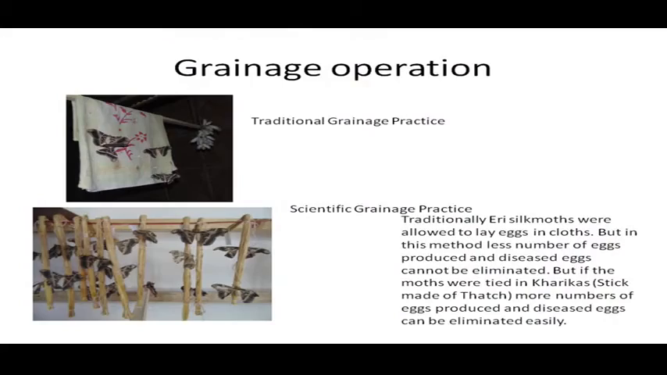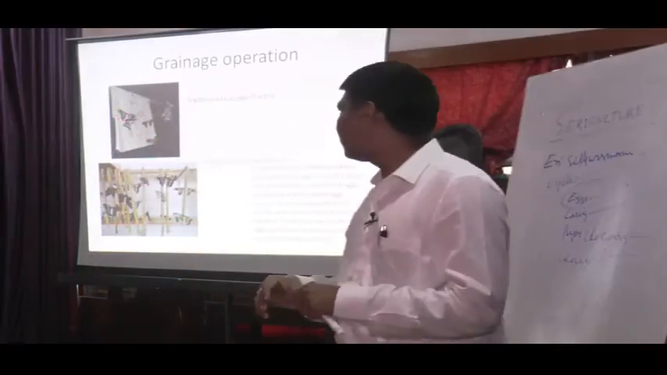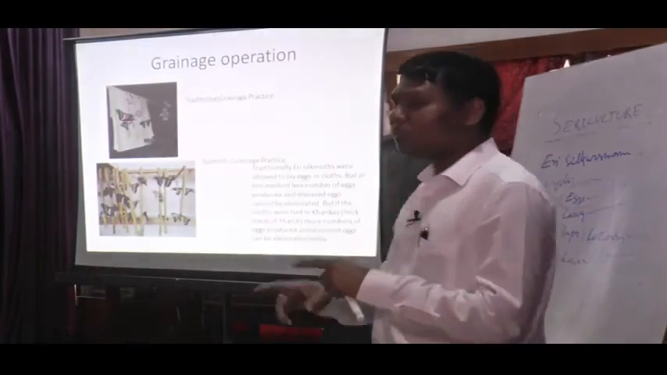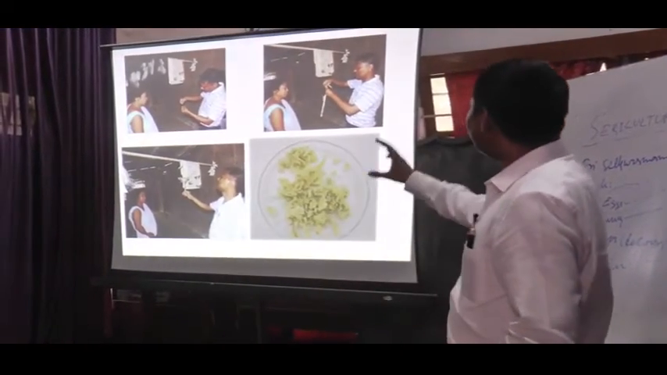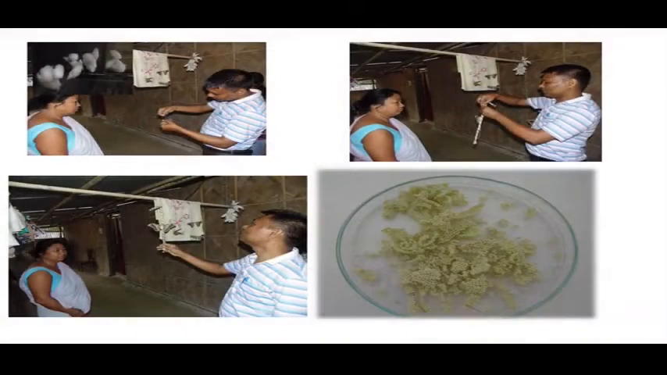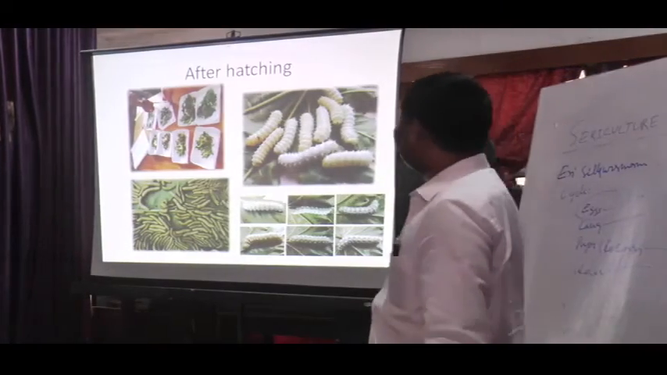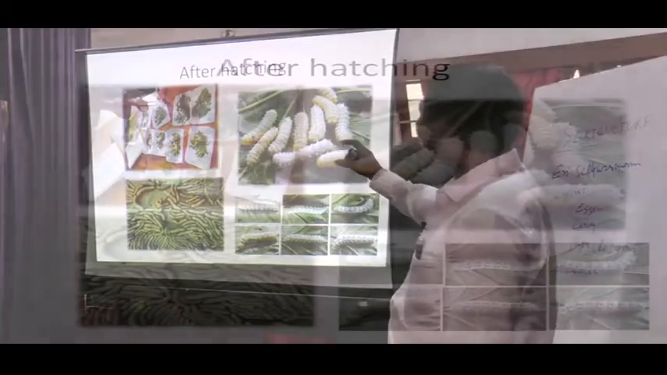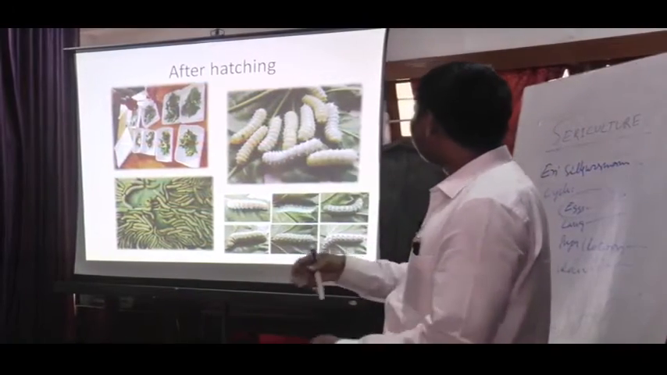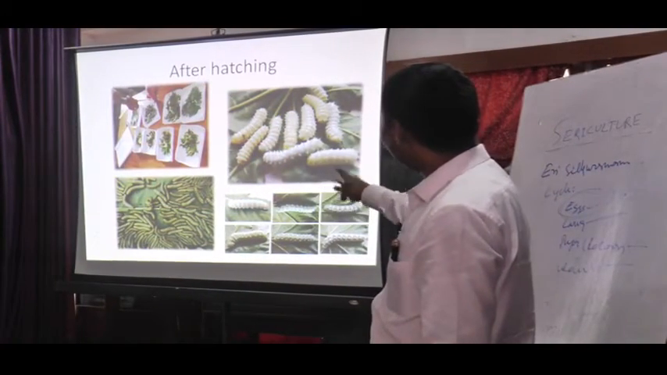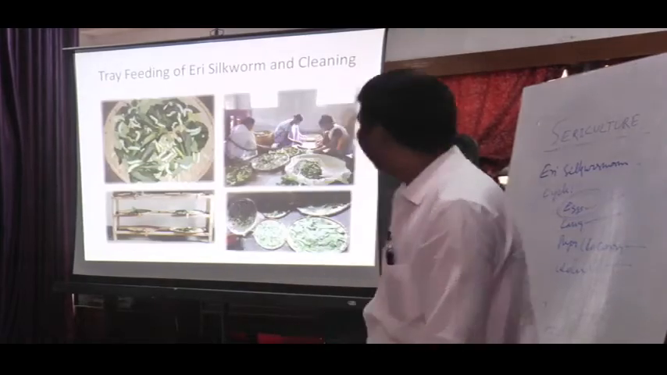So while we describe the rearing performance, you have to mention both traditional and scientific rearing. This is the scientific way, how we tie the moth in coricas, just a demonstration, and these are the eggs. After hatching, the young larvae are given tender leaves in the tray, and these are the different larval stages.